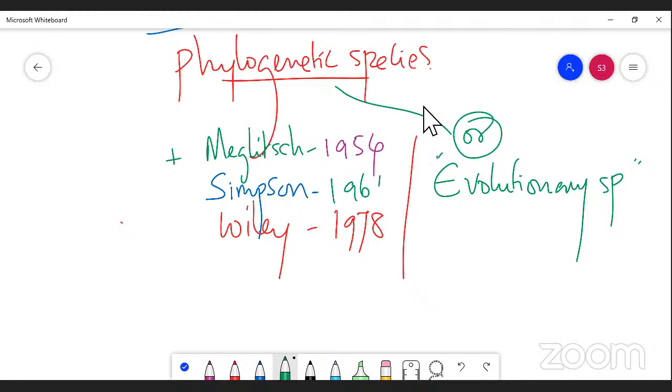Yes, students. Could you mention the scientists who were involved in the development of phylogenetic species? Meglitsch in 1954, Simpson in 1961, and in 1978. Actually, who are these people? They are the scientists involved in the development of phylogenetic species. Very good. A phylogenetic species is also known as an evolutionary species.